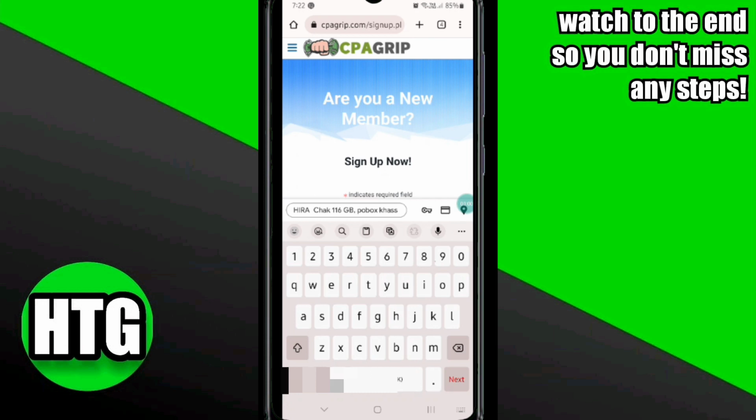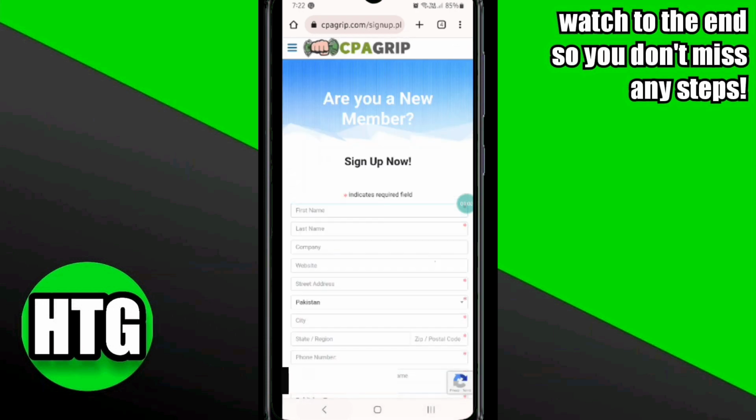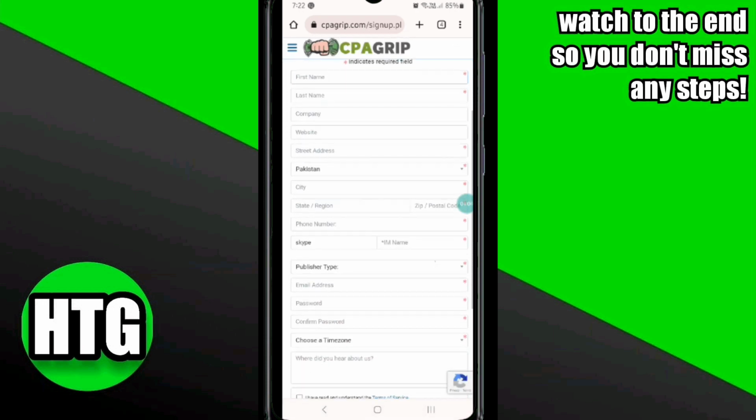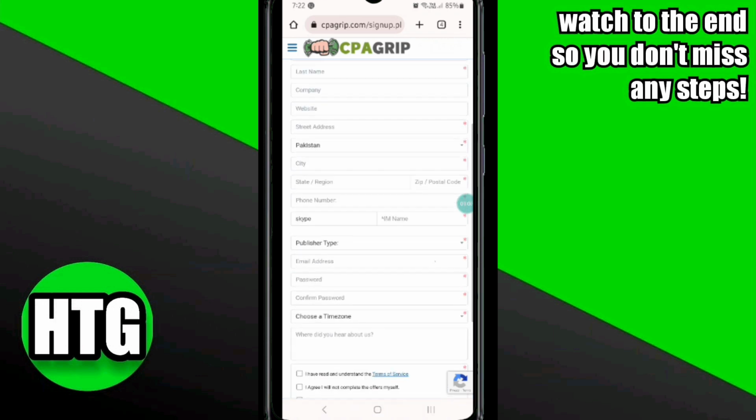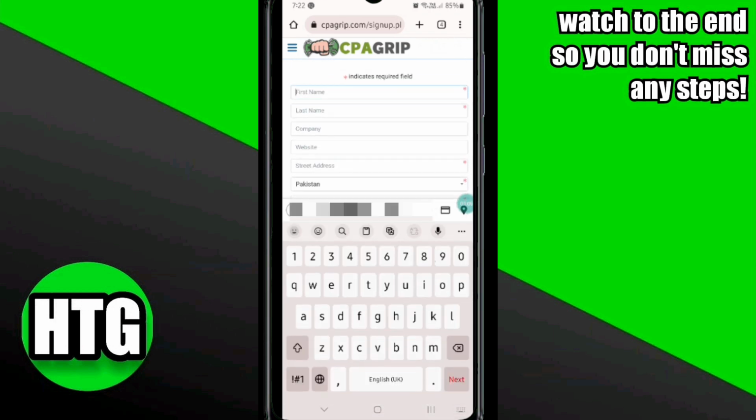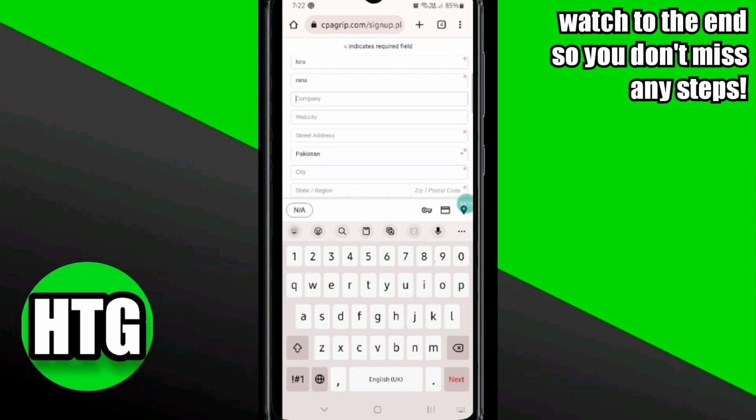Here you have to enter all the details of your account. Here you have to enter your first name, last name and other details as well. CPA Grip is a strong platform where you can earn money by referring products. To sign up for a CPA Grip account, you have to fill this form very carefully.